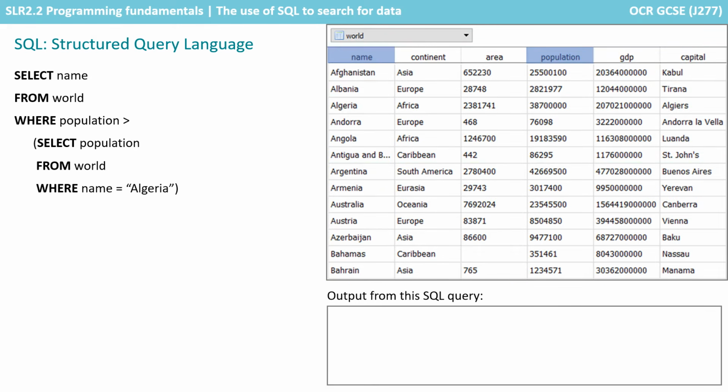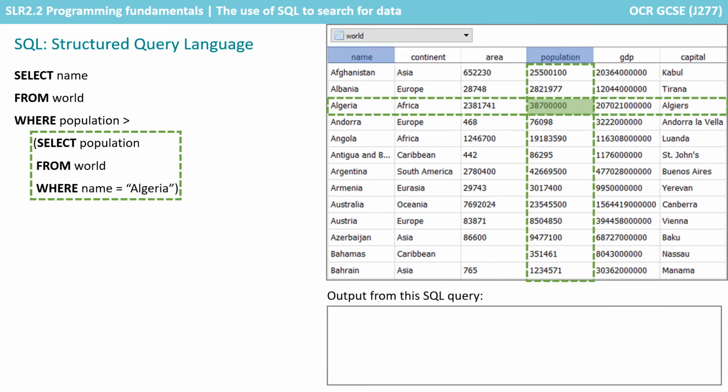Now here's one that might confuse you at first. It says select name from world where population is greater than, select population from world where name equals Algeria. But this isn't complicated. It's just using brackets, and just like you would with a normal mathematical expression, you do the bits in brackets first. So let's break this down. Let's ignore the outer select statement and just focus on the inner one that's in brackets.